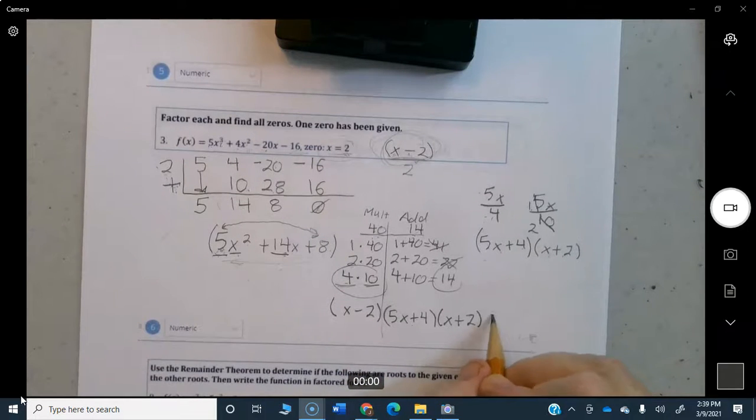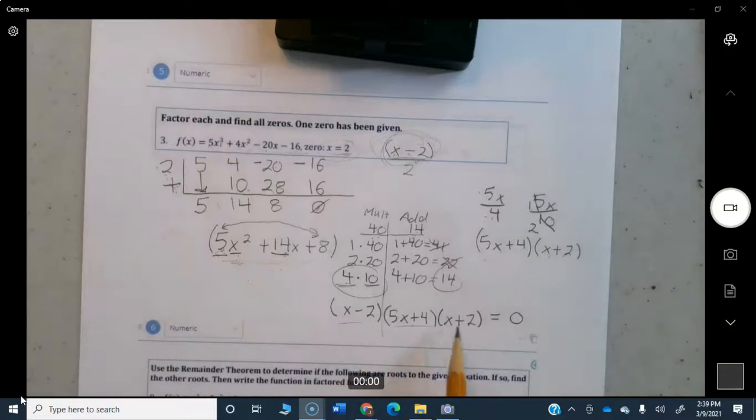So now we're going to set this equal to 0. And we're going to figure out what makes each of these terms go to 0. So the first one's really easy. It's going to be 2. 2 minus 2 is 0, so 2. This one's going to be easy. Negative 2 plus 2 is 0, so this one's negative 2.